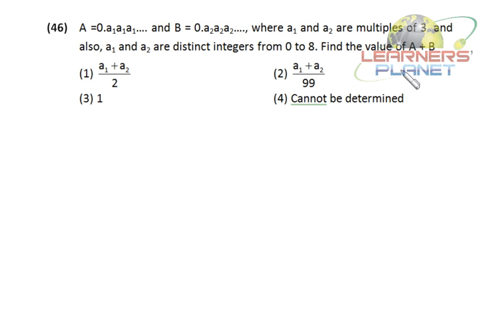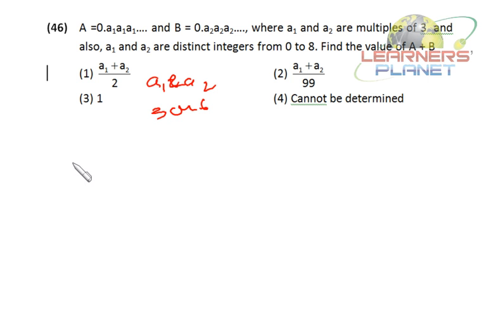Friends, we have been given that A1 and A2 are multiples of 3, and these are distinct integers from 0 to 8. That means we have only two choices left for A1 and A2. One of them must be 3 and the other must be 6. Maybe A1 is 3 and A2 is 6, maybe A1 is 6 and A2 is 3. But in any case, it doesn't matter.